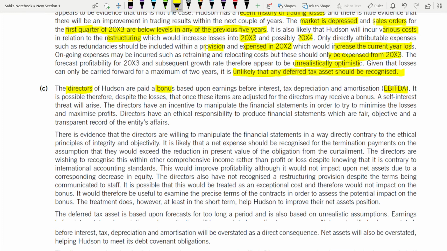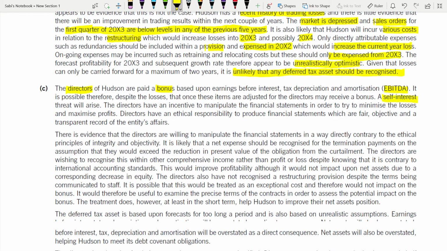EBITDA. It is possible, therefore, despite the losses, that once these items are adjusted for, the directors may receive a bonus. A self-interest threat will arise. See, when you're answering an ethical question, you have to say what threat is there. Remember, the 5 threats are: familiarity, intimidation, self-interest, self-review, advocacy. So there are 5 types of threat. Which one is harming at the moment based on the case study? So this is self-interest threat.